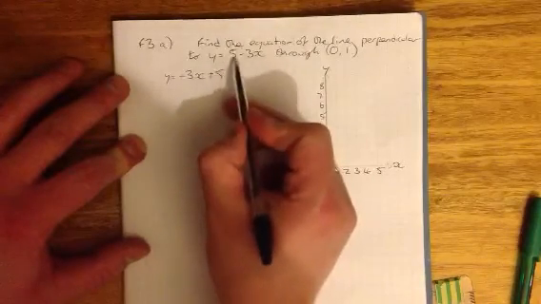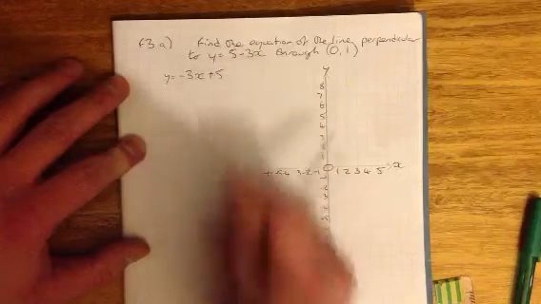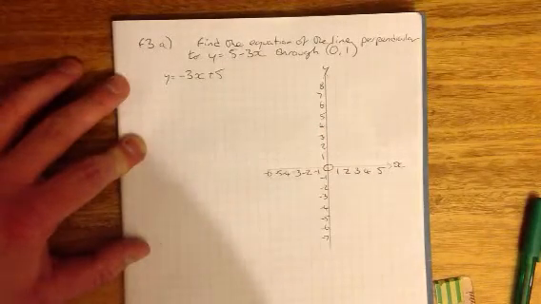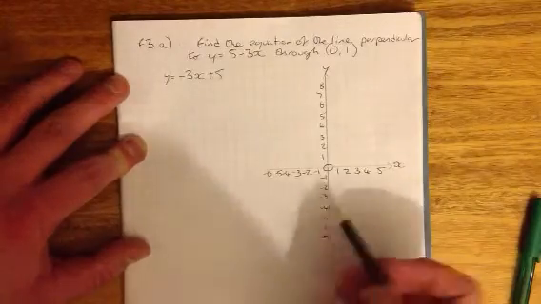We've still got a positive 5. That's positive 5, that's positive 5. We've still got minus 3x. Okay, so it's the same function. I'll just start by plotting a few points of that.